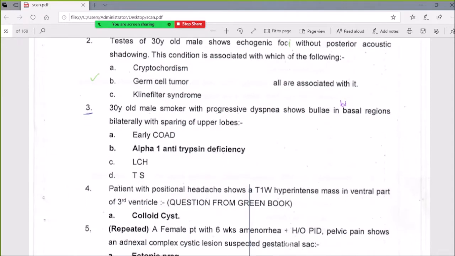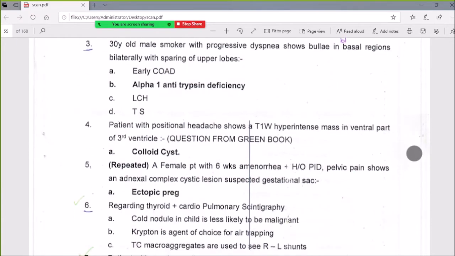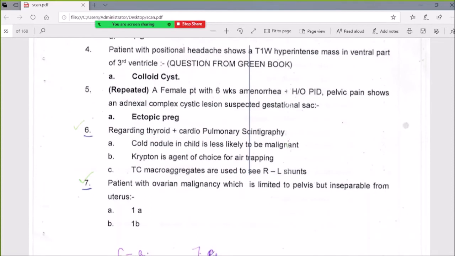30-year-old male smoker with progressive dyspnea shows bullae in bibasal region, bilateral sparing of upper lobe, alpha-1 antitrypsin deficiency. Sparing of upper lobe bullae, alpha-1 antitrypsin deficiency. 4. Positional headache shows T1W hyperintensity, mass in anterior part of third ventricle, paralysis.